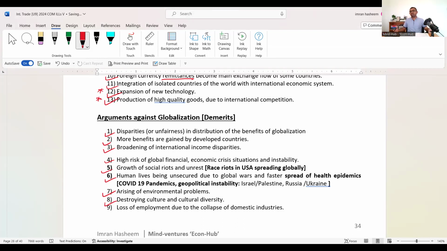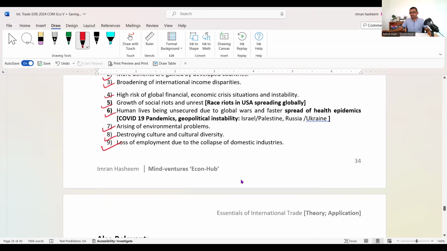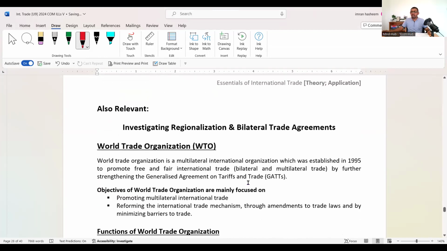Culture is something that has been built over many hundreds of thousands of years. So when we try to make everything very equal, global and common and uniform, universal, that rich cultural diversity dies off. Get it? So that's an issue. Loss of employment due to collapse of what industries? Domestic industries. We talked about this under protectionism also, right? Okay. Any questions? Please do ask.